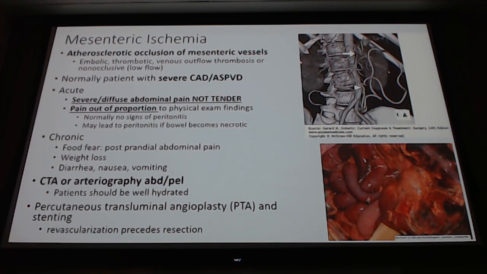Okay? So they don't want to eat. They have weight loss. They may have diarrhea, nausea, and vomiting. We look for it on a CTA of the abdomen and pelvis, or an arteriogram with IR or vascular. How we fix it is percutaneous transluminal angioplasty.